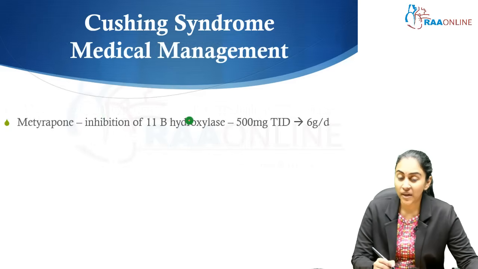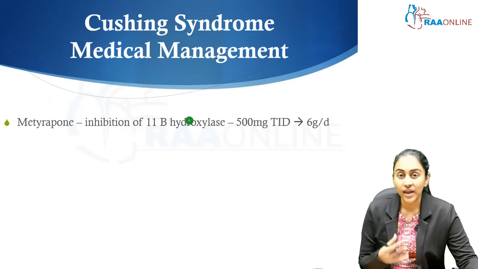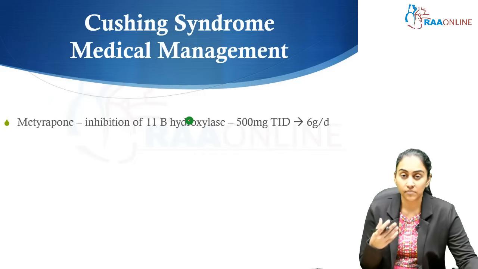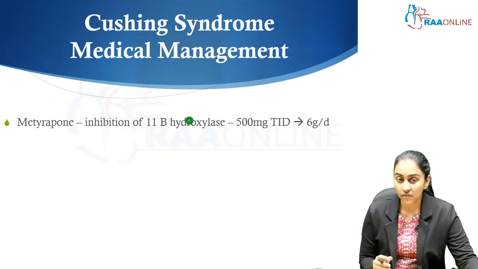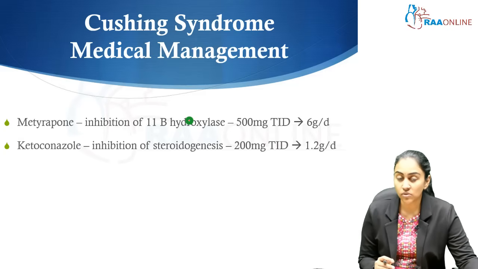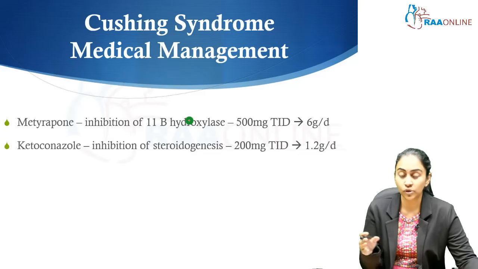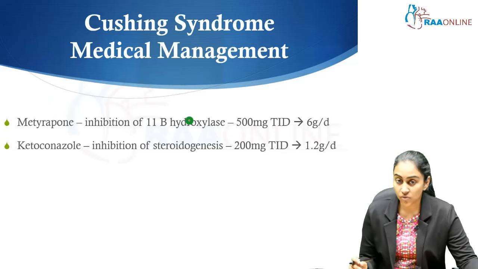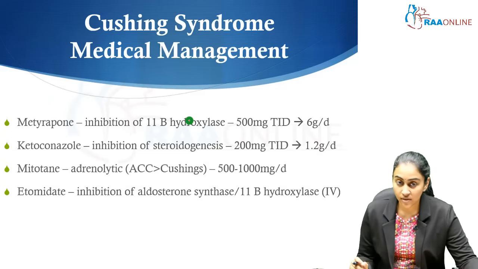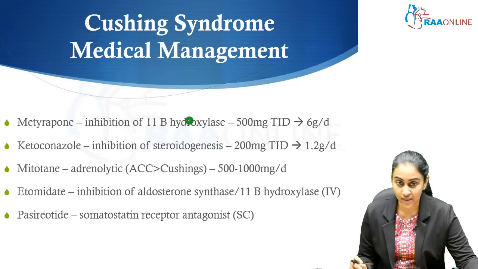When we talk about medical management, this is predominantly reserved for individuals where immediate surgical management cannot be offered. So, what are the drugs that are available? Metyrapone and ketoconazole are the drugs which have been available for the longest duration, and metyrapone is used primarily because of its utility with respect to inhibition of 11-beta hydroxylase. Ketoconazole again inhibits a very important early step in steroidogenesis. Other drugs include mitotane, etomidate, and pasireotide.